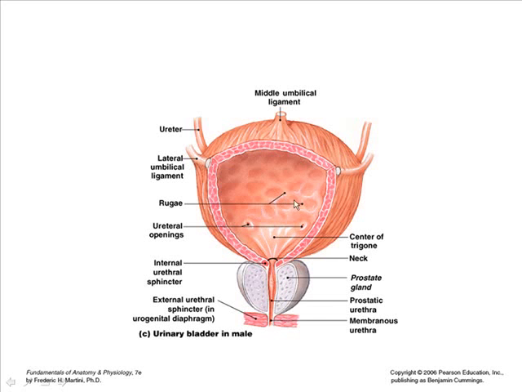You should be able to identify the rugae folds that are inside the urinary bladder. And again, you should be able to identify the external urethral sphincter and the prostate gland.